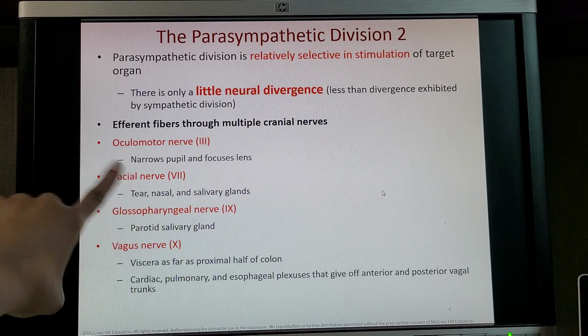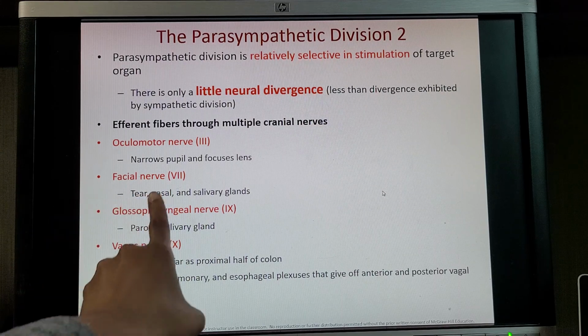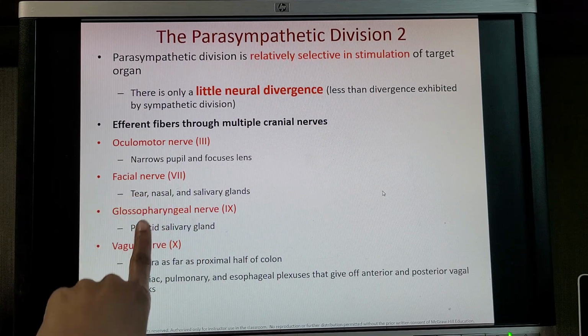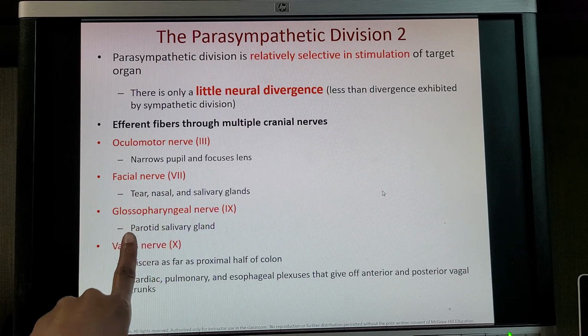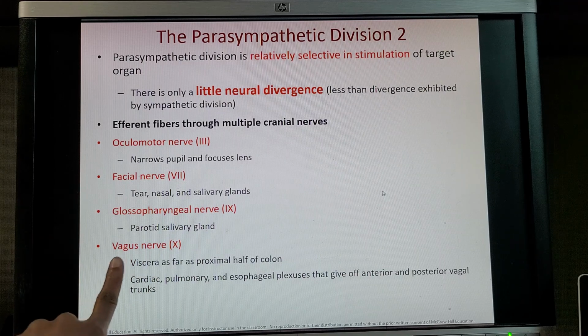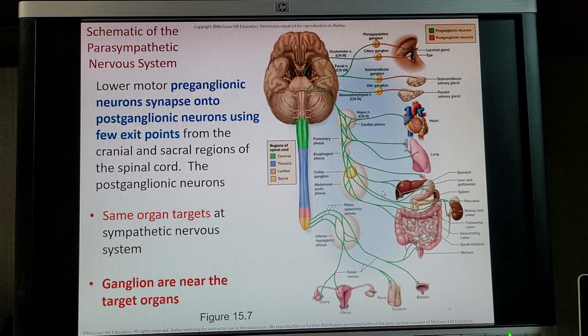Other ones: the facial nerve, which focuses on tear glands, nasal glands, and your salivary glands. The glossopharyngeal nerve, another one coming off of your brainstem. The parotid salivary glands, that's another one. And then this is how it's able to really affect the rest of the body, and that is your vagus nerve. I can't remember if we already talked about this, but I'm going to say it anyway. Your vagus nerve is the nerve that's going to target your major organs. So that's how it's able to target all the rest of the same stuff that your sympathetic division can target.